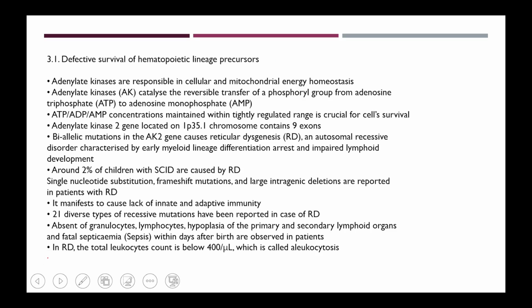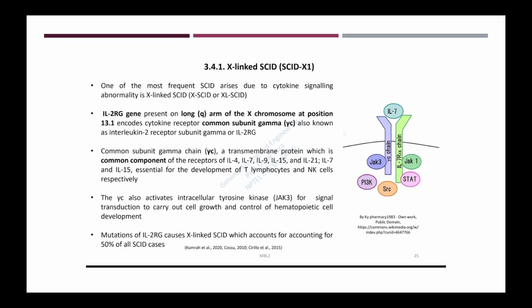Okay, so defective survival of hematopoietic lineage precursors. So this one, adenylate kinase, is responsible for cellular mitochondrial energy homeostasis. Okay, so this adenylate kinase catalyzes the reversible transfer of a phosphoryl group from ATP to AMP.